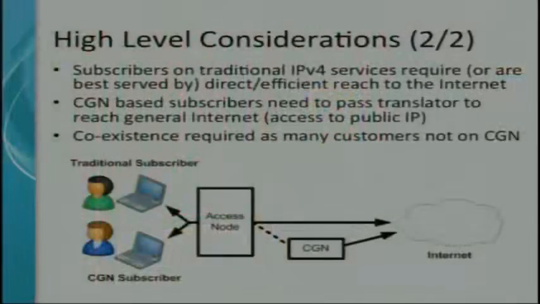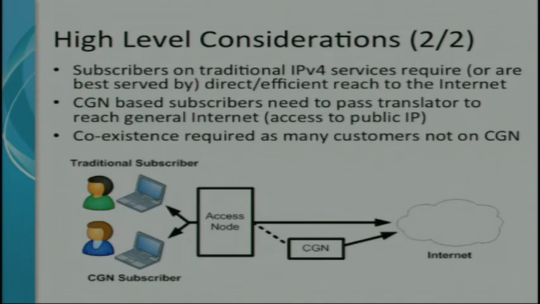Subscribers on traditional v4 services normally require direct, or as direct as you can, connectivity to the internet. So for most of our customers today, at least on the wireline side, you want to get them to the internet as fast as possible. The good news is that's good from a performance perspective for them. The good news for us is it's also cheaper, right? You have fewer links to upgrade and a little less network to have to pass them through.